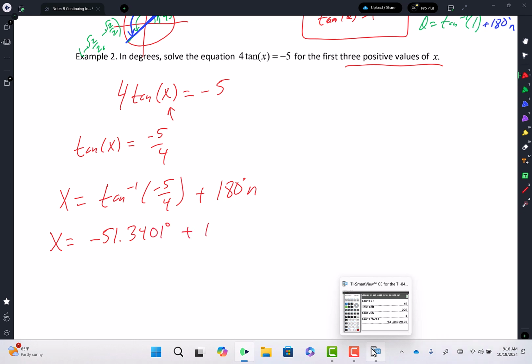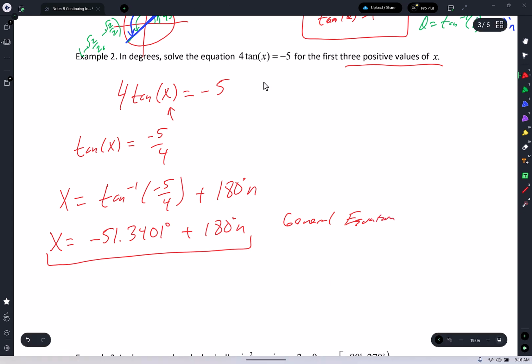-51.3401 degrees plus 180 degrees n. This is what you call a general equation. Why is it called a general equation? Because this one will give me all the answers, all of them. I'm not asking for a restricted domain. It tells me what? The first what?